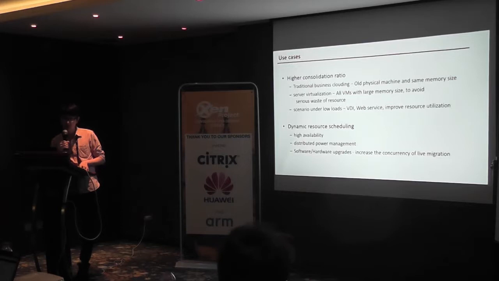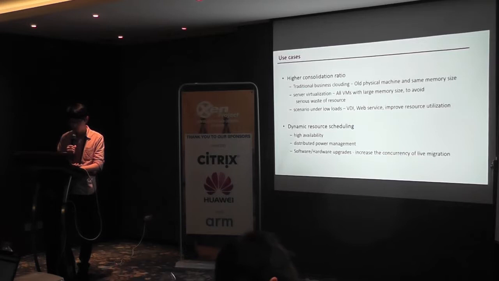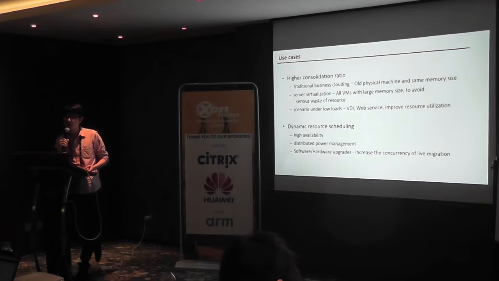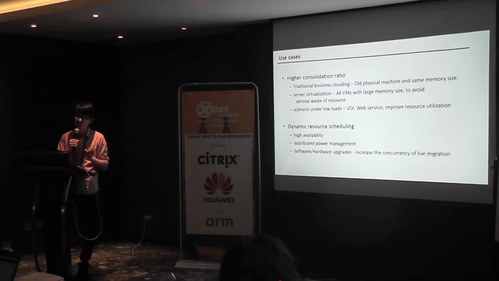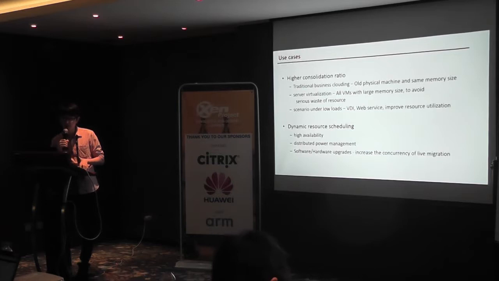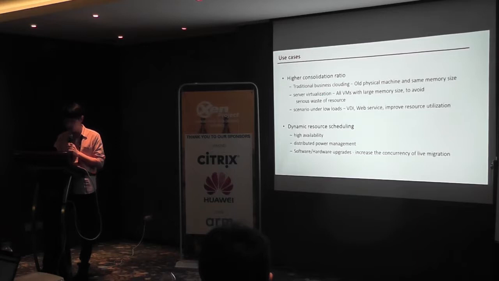And there are also some other requirements, such as dynamic resource scheduling. The physical machines may be unhealthy, such as an MCE error, a broken disk, or a read-only file system, or maybe we need to do some power management, or use live migration to upgrade the software or hardware, because we need to move the VMs from one host to another to empty the host and upgrade it. So when we do live migration, overcommitment may happen, maybe at a special event. So that's why we need it.